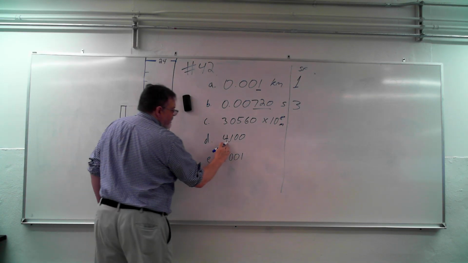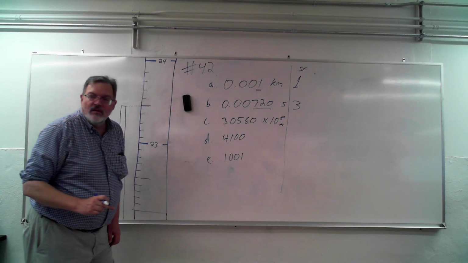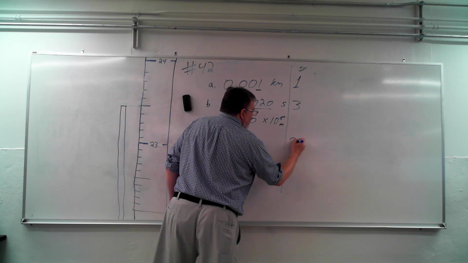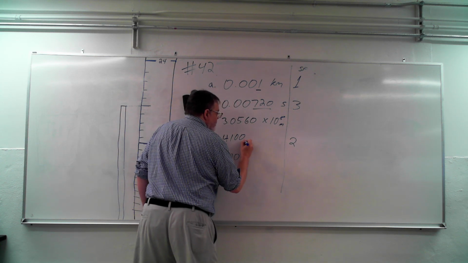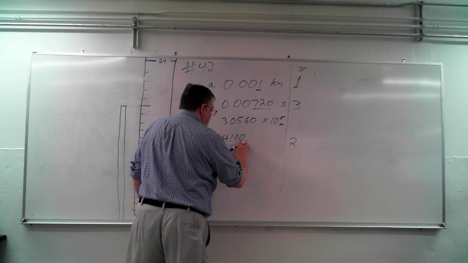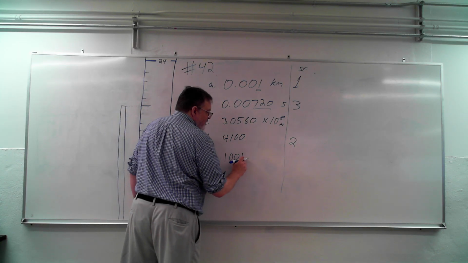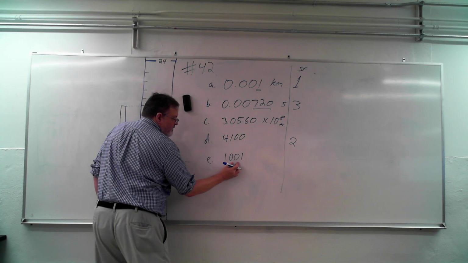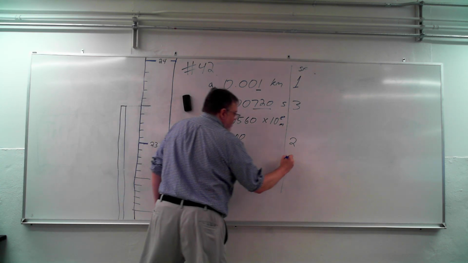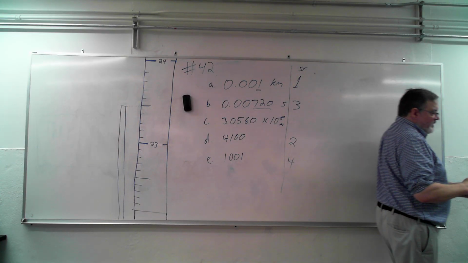I wrote this one, D, 4100 without a decimal. It's 2. This one's 2 significant figures. If I put a decimal there, how many would it be? 4. Then it would be 4. This one? 4. That one's 4. No leading zeros, no trailing zeros. These are sandwiched zeros or interior zeros. So there's a few more of these that you can practice.